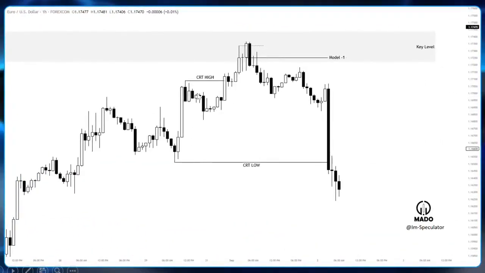This is an M shaped reaction. Price purged the CRT high, respected the key level, formed a clean Model 1, retested it, and then expanded lower directly. Clean, easy, and simple.